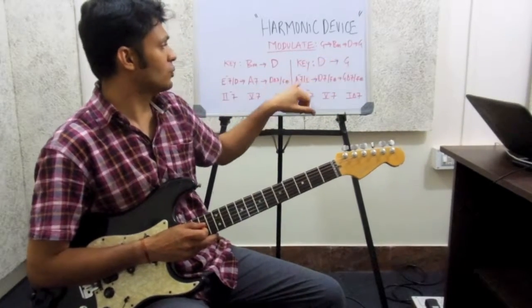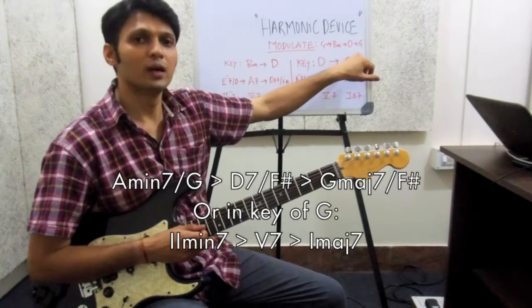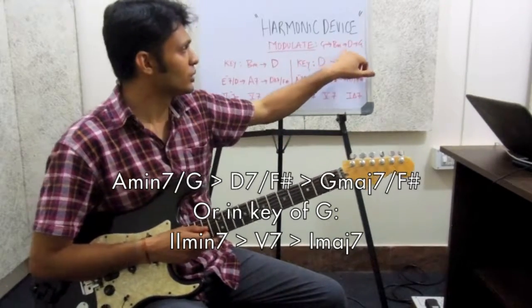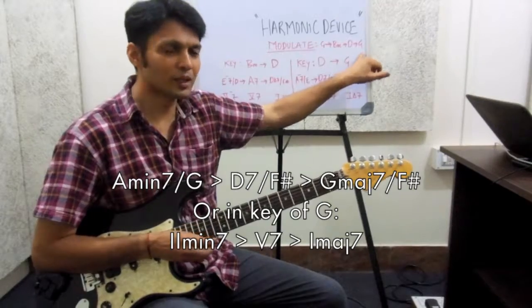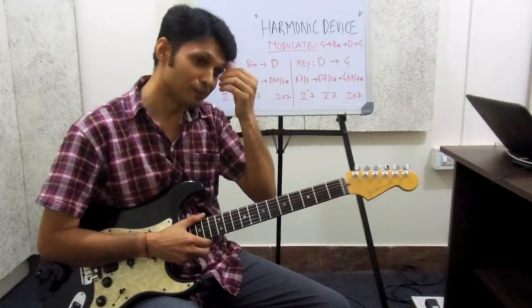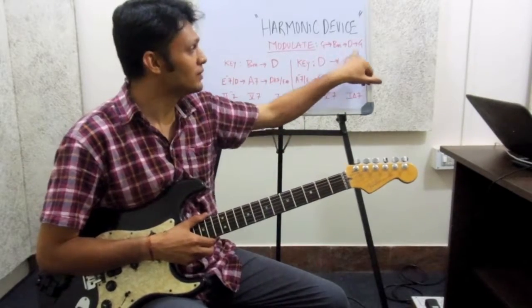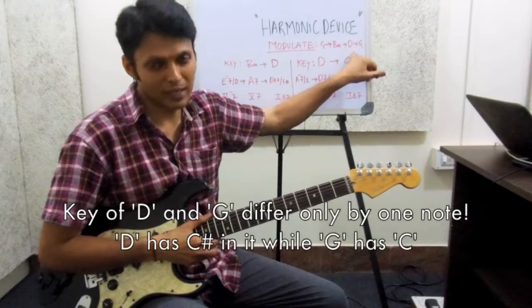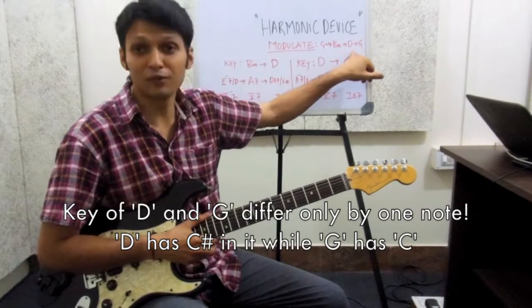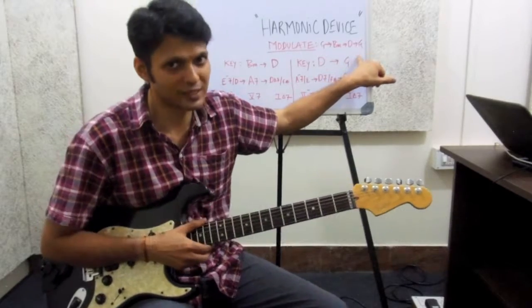In the key of G, that would be A minor 7 going to D7 going to G major 7. Now, the second strategy that I'm using here is also pretty simple, and it's one that has been used by composers for 200 years or so. The idea is that these two keys are very close in terms of their notes. Actually, they differ by just one note. The key of D has the note C sharp, while G has the note C.